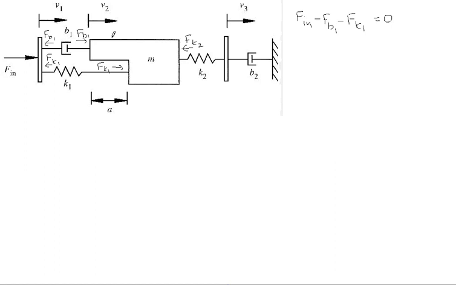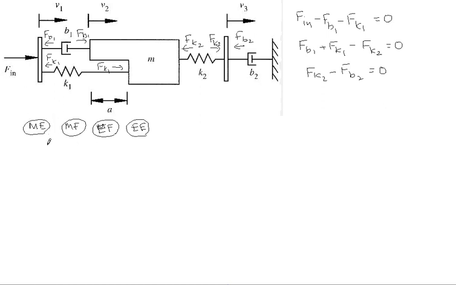In the case of the center platform associated with mass m, the forces are Fb1, Fk1, and Fk2. Hence, the equation of motion is Fb1 plus Fk1 minus Fk2 equals 0. For the third platform associated with movement V3, we have forces Fk2 and Fb2. Hence, Fk2 minus Fb2 equals 0.